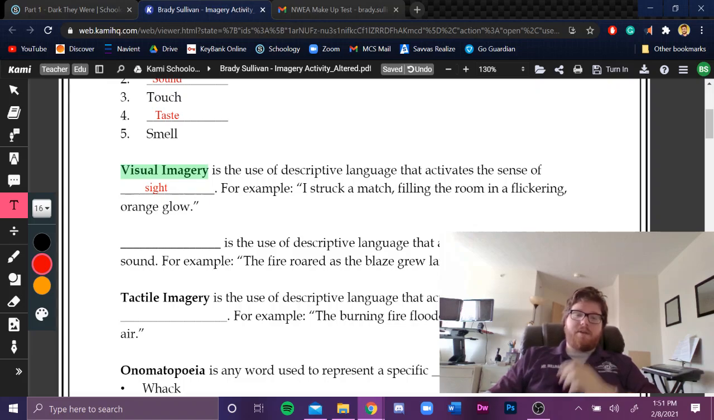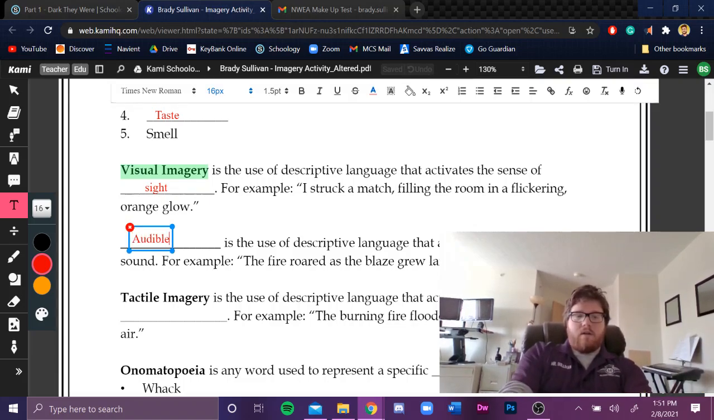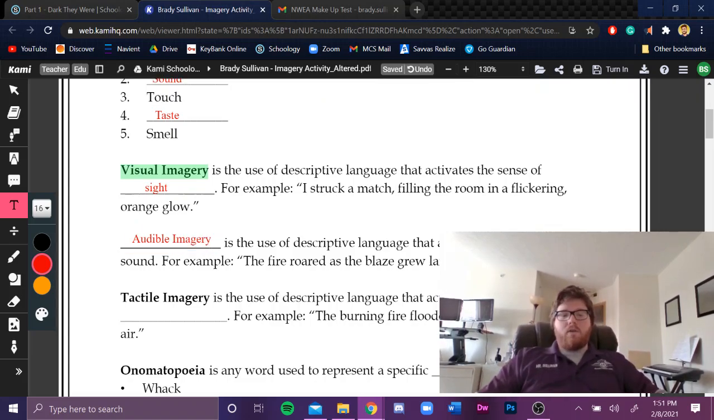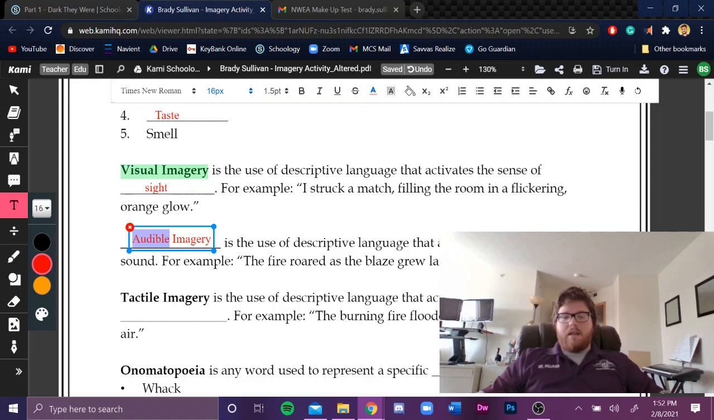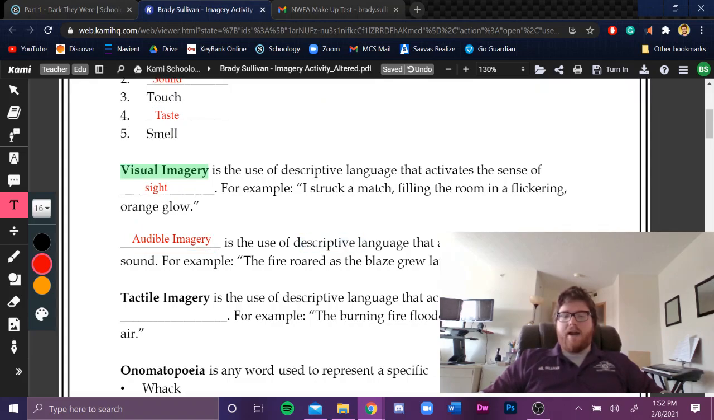Okay, our second type of imagery is audible imagery. Okay, audible imagery, if you know what audible means, is descriptive language used to activate the sense of sound. So if imagery is just the way things are described, visual imagery is the way it's described how they look. Audible imagery is description of how it sounds. Here's our example. The fire roared as the blaze grew larger. Okay, if you've ever sat around a fire, you can imagine or think back to what it sounds like, the whooshing of the flames, the crackling of the sticks. That is the sound of the fire roaring.